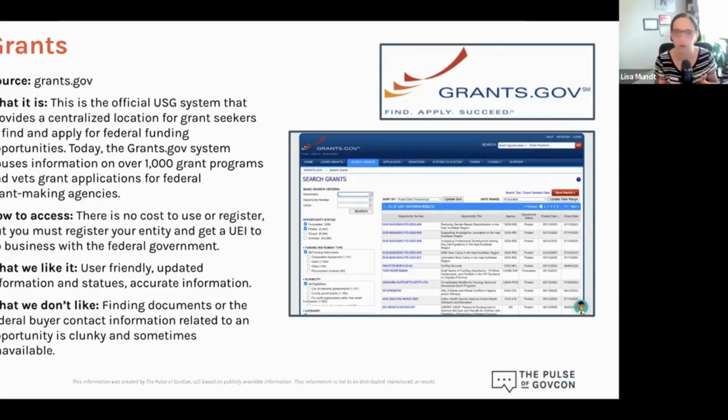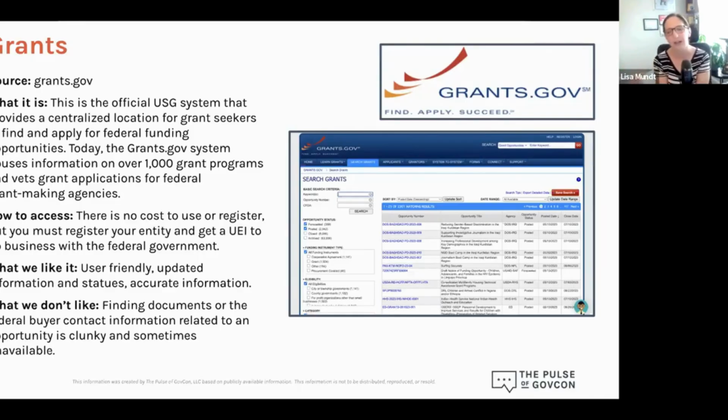Now, why would you want to look for a grant if you're a government contractor? What we've said is, they're funded differently. So basic FAR contracts come from a different pool of money than grants do when it comes to the federal budget. So when you're afraid of things like shutdowns, this money is different. This money doesn't stop. There's no cost to register. You do need to register your entity and get a UEI when it comes to sam.gov, but on this one, you don't necessarily have to register.